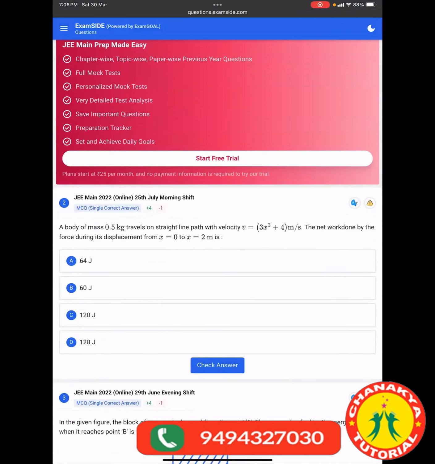A body of mass 0.5 kg travels on a straight line path with velocity v equal to 3x square plus 4. The net work done by the force during its displacement from 0 to 2 is, again, see, simply a 10-second question. So for force into displacement, you have to integrate, right? From 0 to 2. So F is what? Mass into acceleration into dx. X is growing from 0 to 2. This will be the work done.